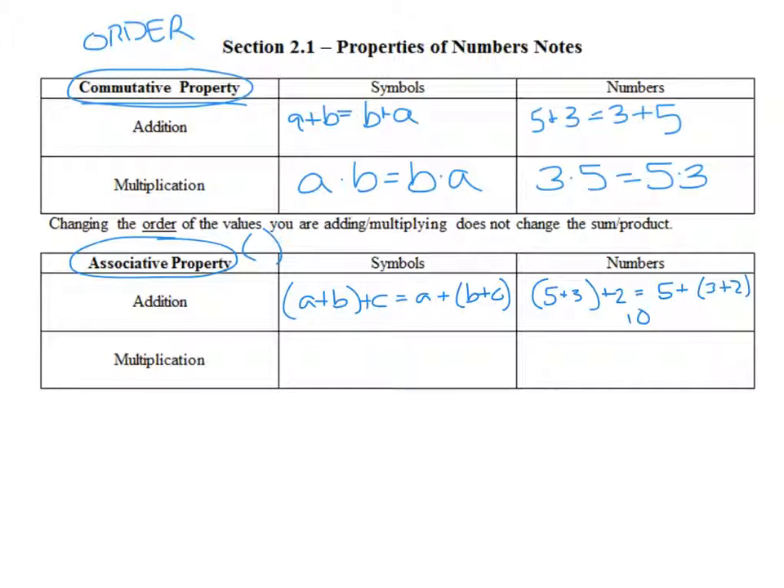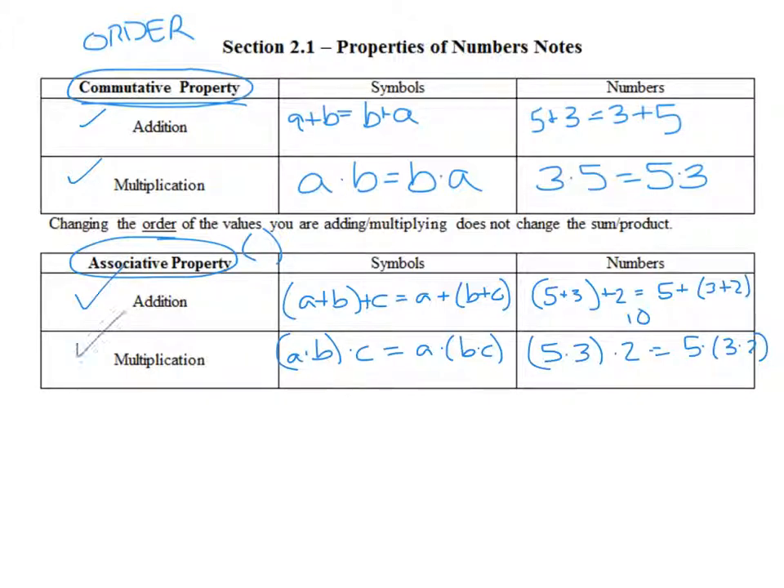The same thing is true with multiplication. You could multiply A times B first and then C, or you could multiply B times C first and then multiply it by A. So 5 times 3 times 2 is the same thing as multiplying 3 times 2 first and then 5. So these properties are true for addition and multiplication, both of them.